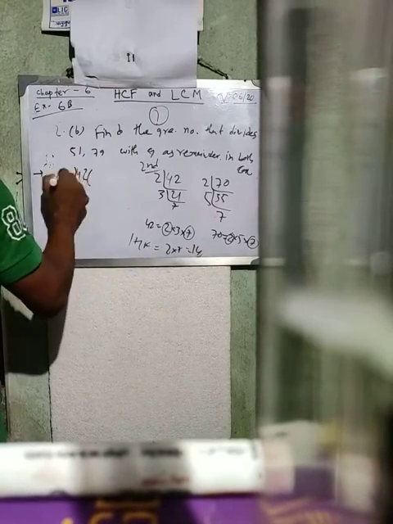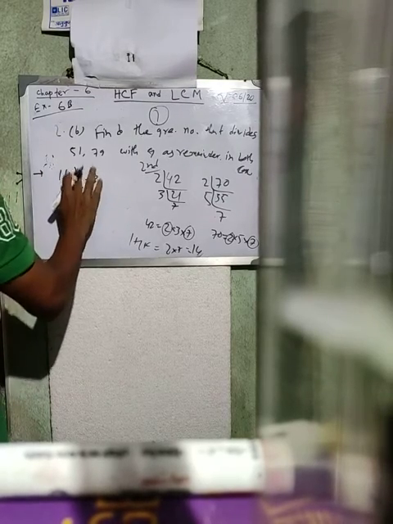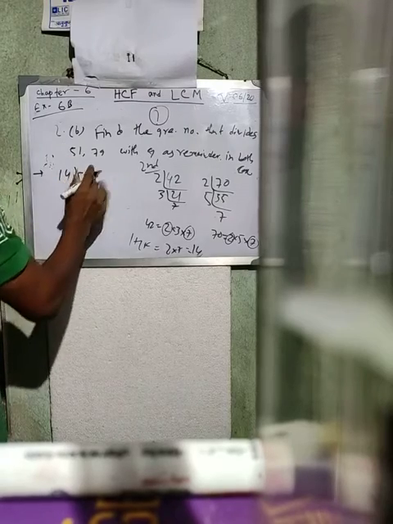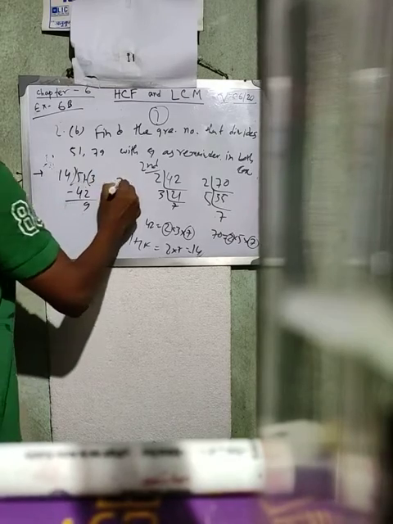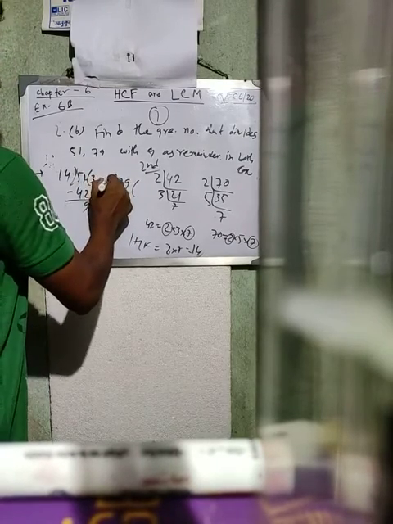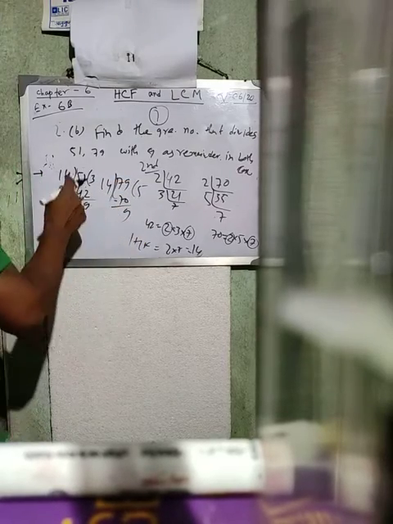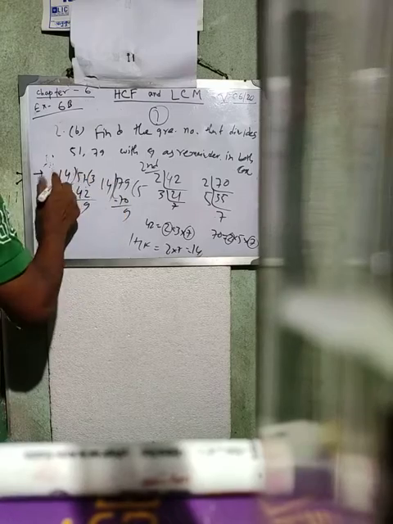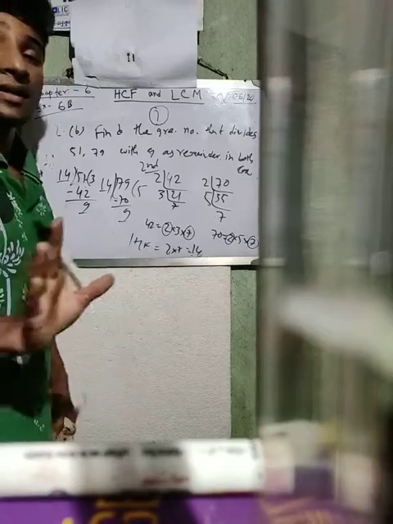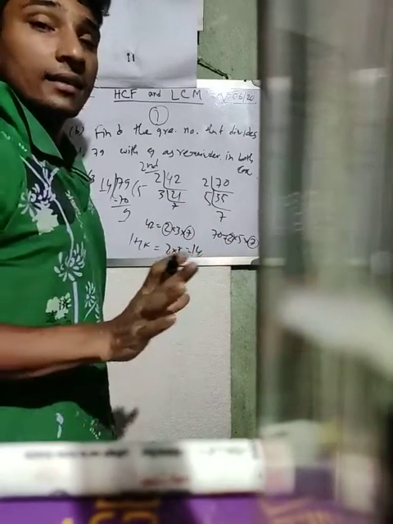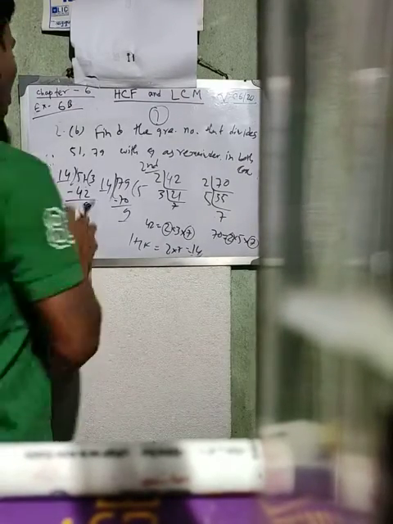51. So 14 3s are 42, and 42 plus 9 is 51. Similarly for 79, 14 5s are 70, and 70 plus 9 is 79. Now see, if we divide 51 and 79 with 14, we will have 9 as the remainder. So this answer is right. Our result is correct. You can check it easily after the sum. Understand this? Okay.